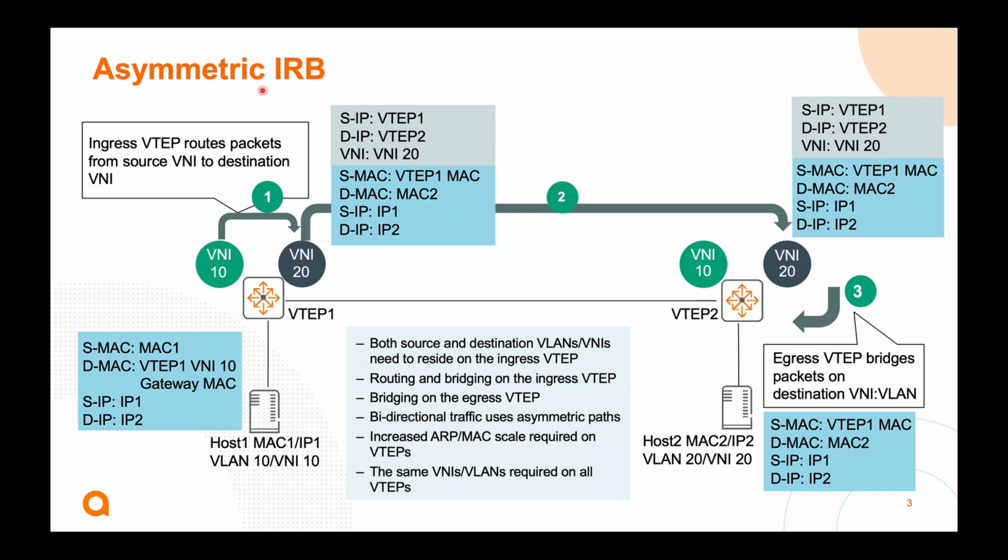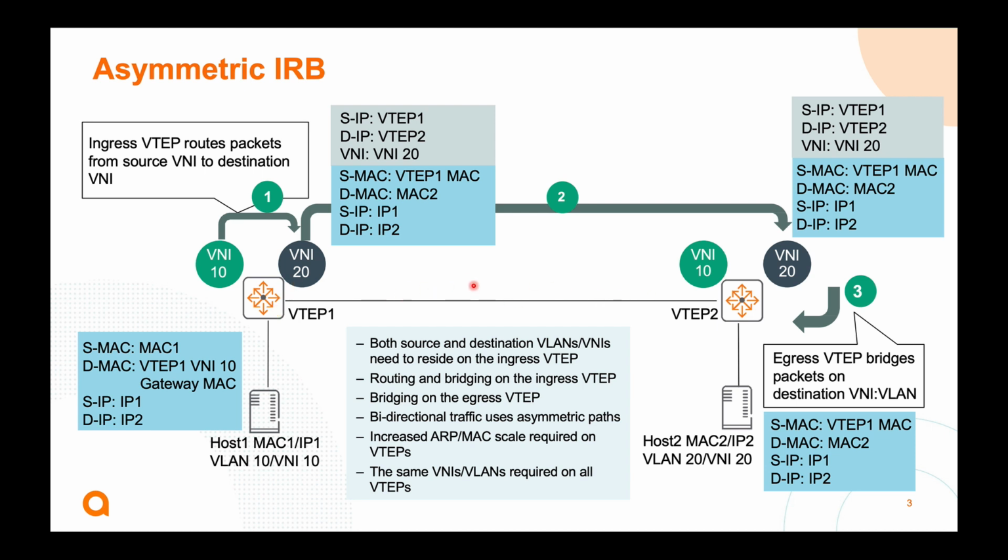So why is it called asymmetric? Because the bidirectional traffic is actually asymmetric. From left to right, it's using 10 to 20. From right to left, it's using 20 to 10. This host 2 will send to its VNI 20 gateway and route to VNI 10. So that's why it's called asymmetric, because you're not using the same path in both directions.